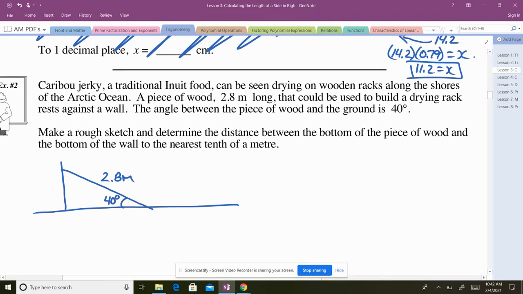Which side is opposite? It's the hypotenuse, right? But the hypotenuse is always the hypotenuse. So there's other reasons, but you learn those in grade 12.